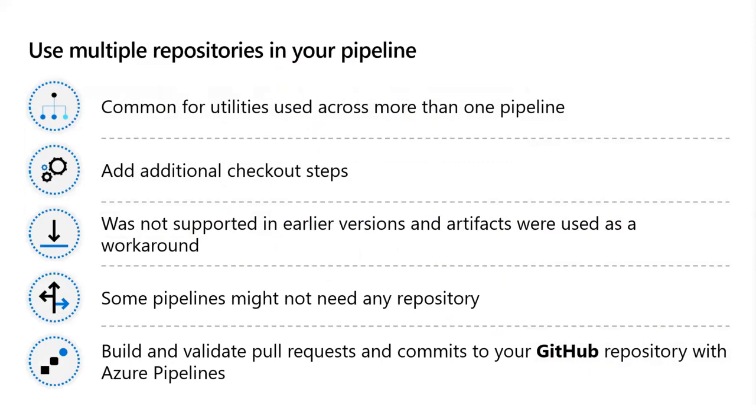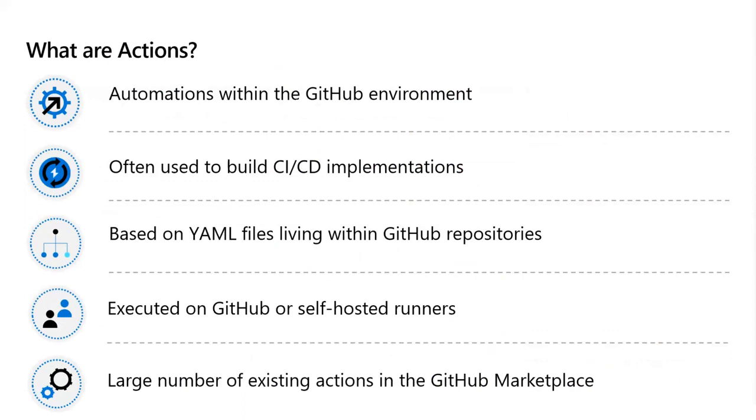Now, at this point, we are talking about pipelines, but these pipelines are being executed within Azure DevOps. So this kind of process can also be executed inside GitHub. Inside GitHub, we are going to have something known as GitHub Actions. Actions are automations within the GitHub environment, again, often used for CI/CD implementations, and these are going to be based on YAML files linked with GitHub repositories. And again, we can use the GitHub agents or self-hosted runners.